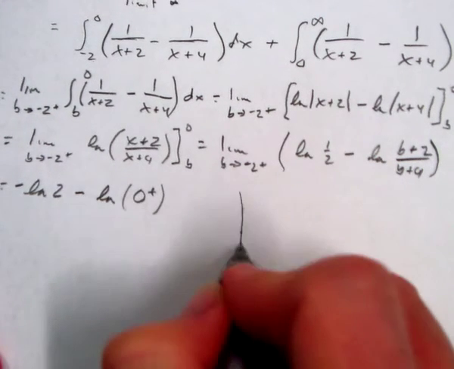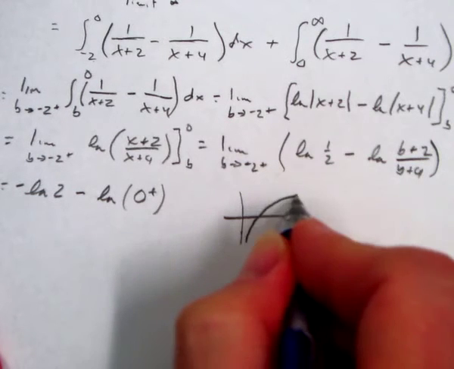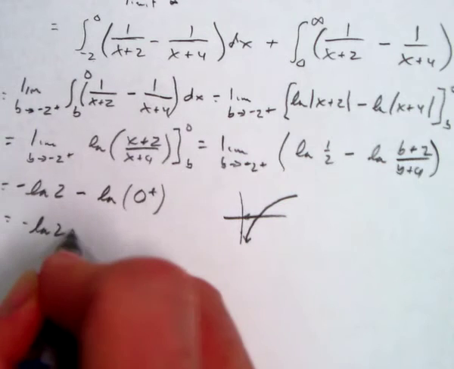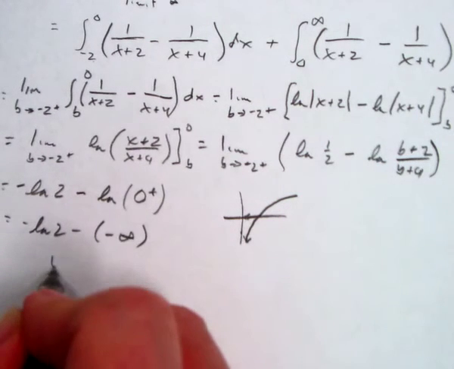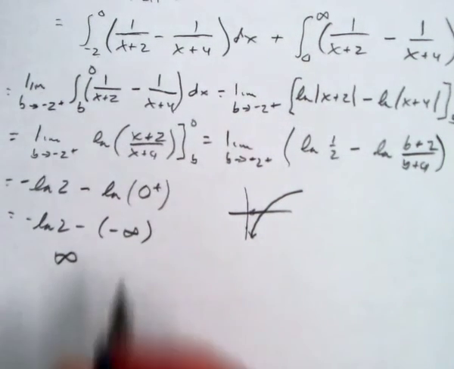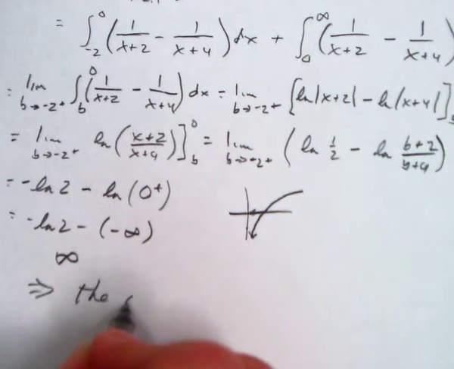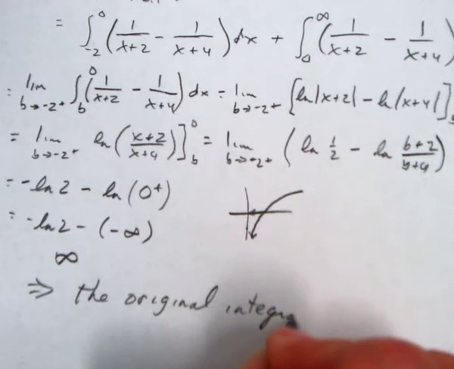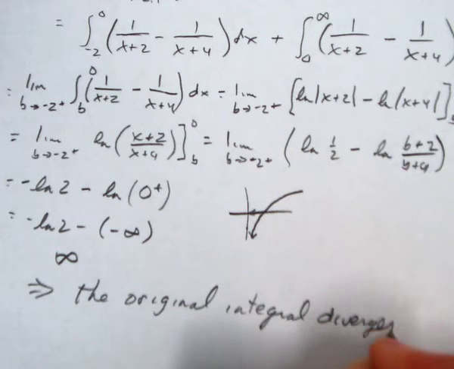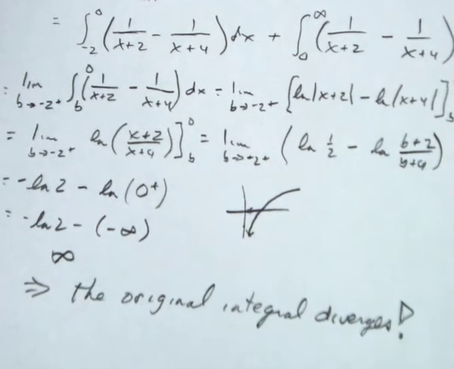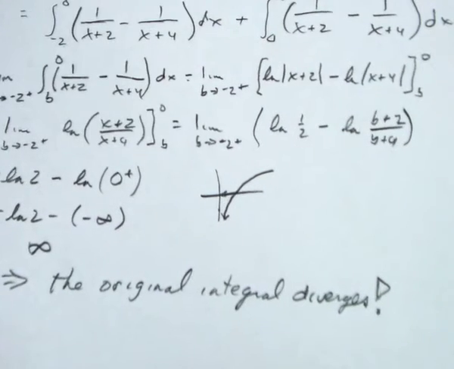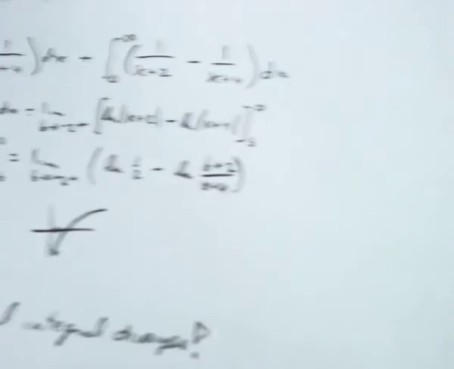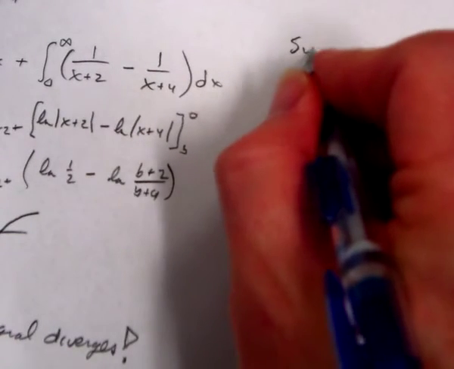And recall, we have our ln graph. As x goes to 0, this graph is going down to negative infinity. So we have negative ln of 2 minus negative infinity. That gives us positive infinity. So this one, the original integral diverges. And we don't need to deal with the second one at all. We're done. All right, let's take a look at summarizing what we just did and these different tests for the different problems.